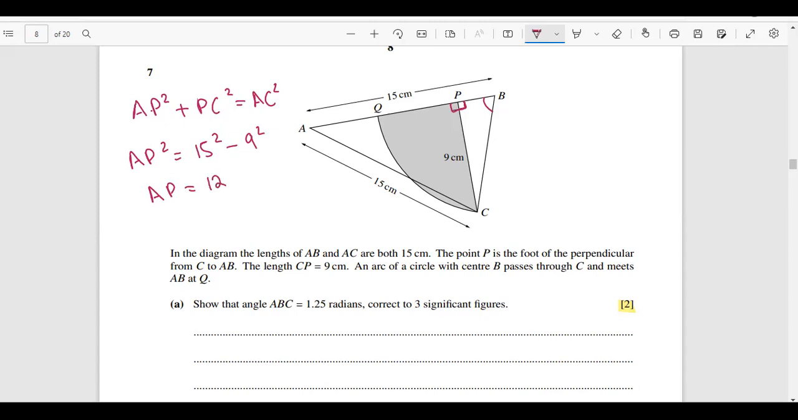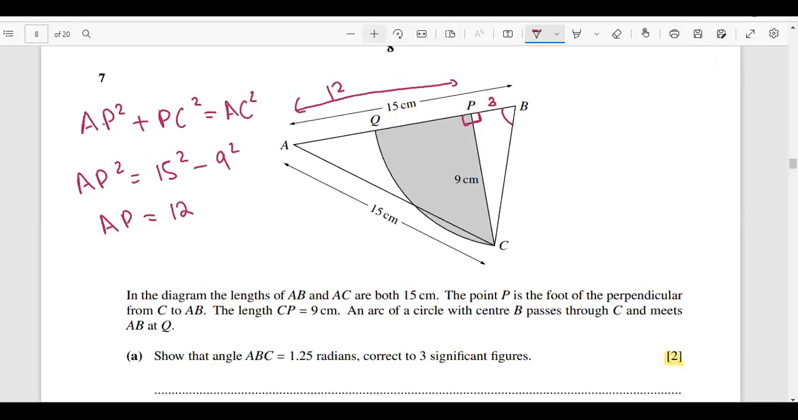Please check this. We'll do 15 squared minus 9 squared. It would give you 144, and that is basically 12 squared. So AP is 12. This length is 12. If this length is 12, this length would be 3. Now we have a right angle triangle CBP, and the sides are 9 and 3. We need to find this angle. So I have the perpendicular side and I have the base side.